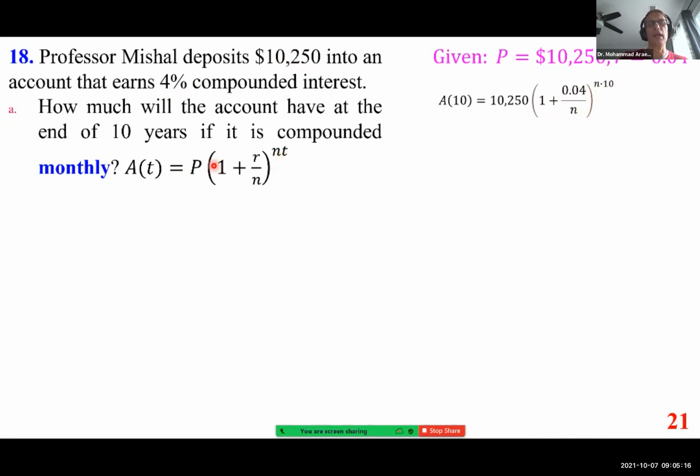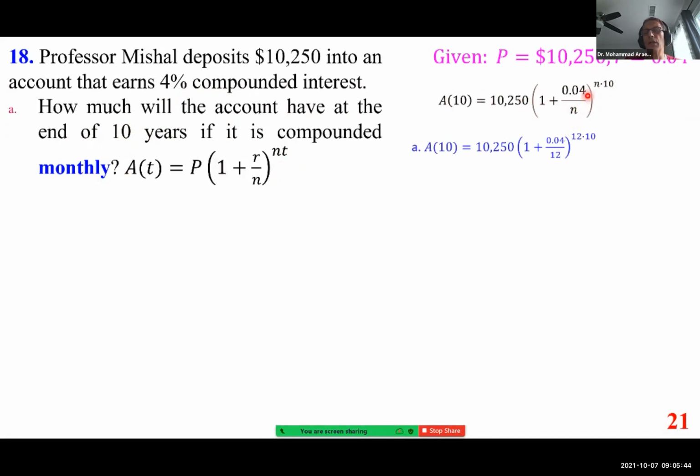And we don't know N for part A. When it says monthly, N becomes 12. By the way, it says 10 years, you can replace the T with 10 also. I hope everybody's following that. So in the case of a monthly, we replace the N with 12.